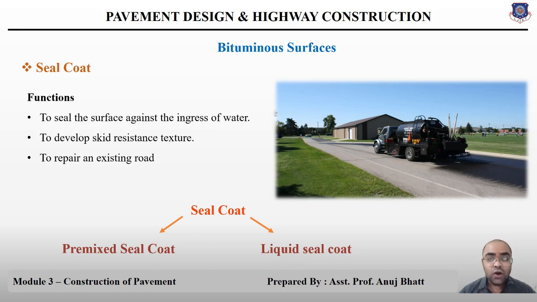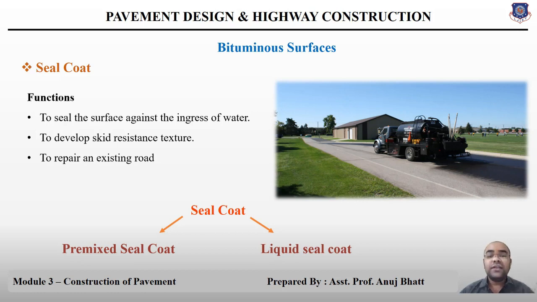In the areas of low rainfall, a premixed seal coat is applied over the carpet. For this purpose, a medium coarse sand that passes the 1.7 mm sieve and is retained on the 1.18 mm sieve has to be used at the rate of 0.06 meter cube per 10 meter square area. Why this 0.06? Because it is a sand, medium coarse sand. That's why this rate is very low, 0.06 per 10 meter square area.